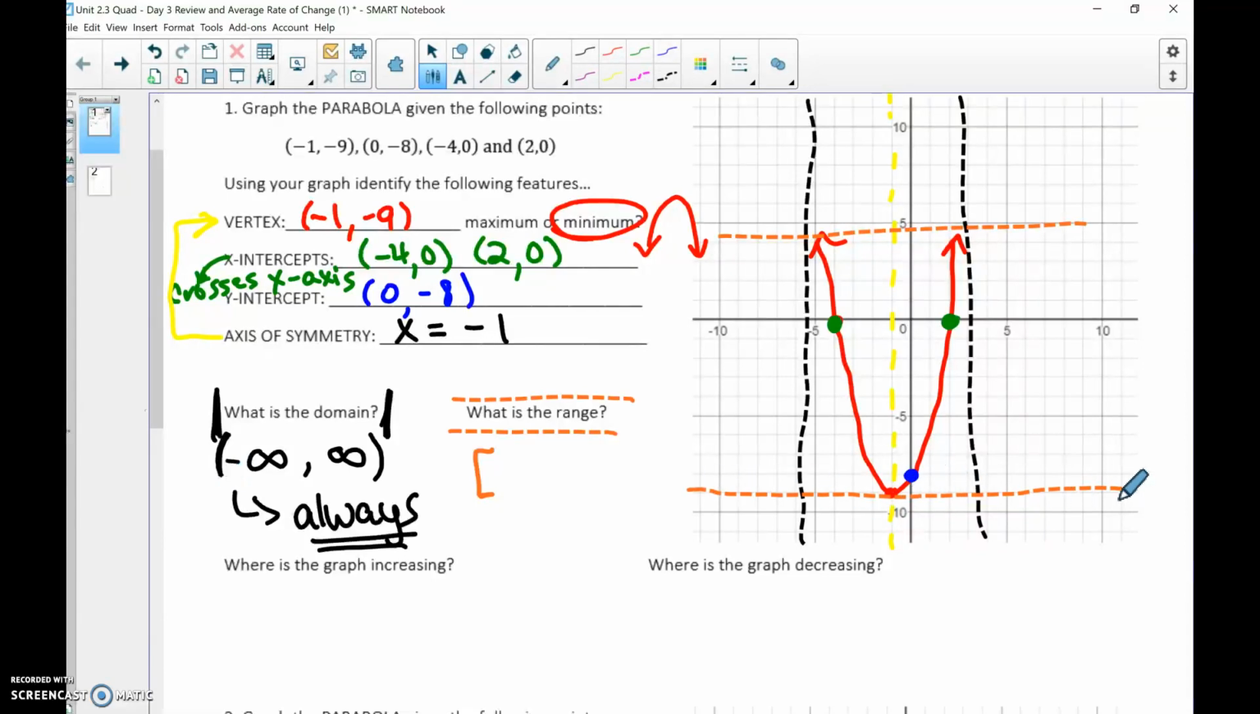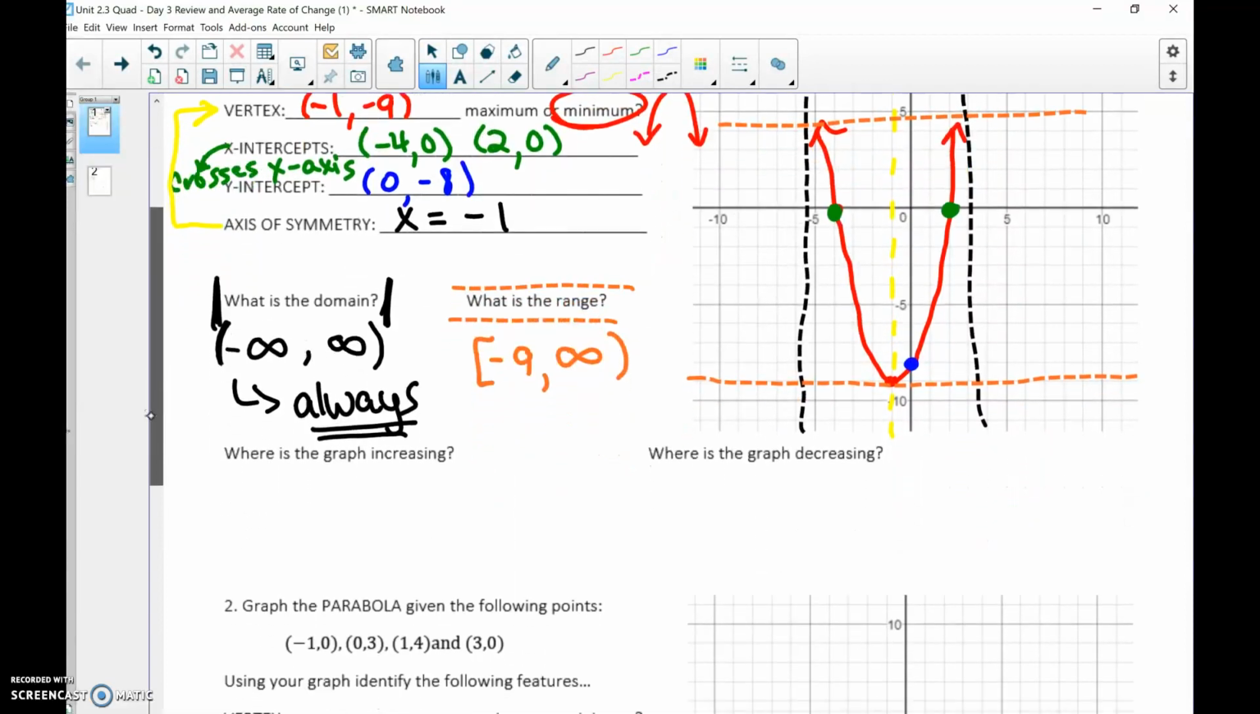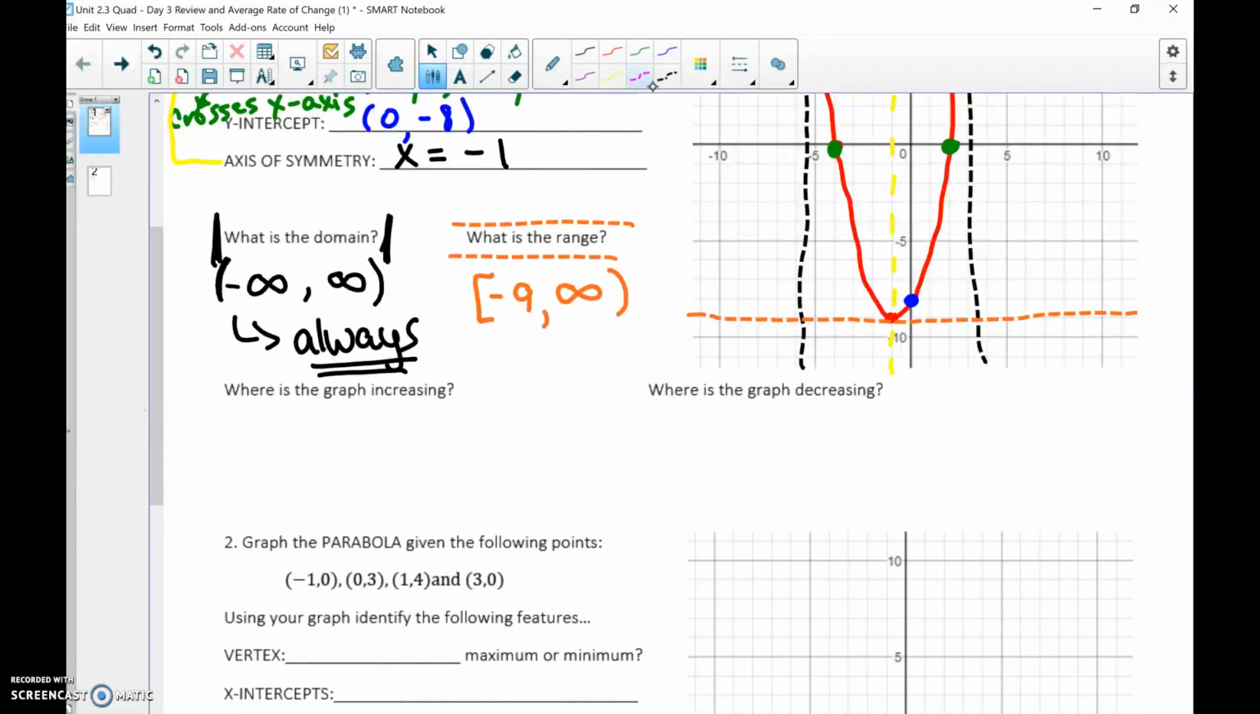So this one, if I look at this line, it cuts through at -9. That's the lowest y value I can get. So my range starts at -9. And then if I continue up, the y values keep going and going and going. And because these arrows are there, it really means I'm going to have y values available forever. So this is positive infinity. So that would be my range for that one. So a little bit more to think through with domain and range. Kind of tricky. The last one I'm going to go through on this graph is the increasing and decreasing part.